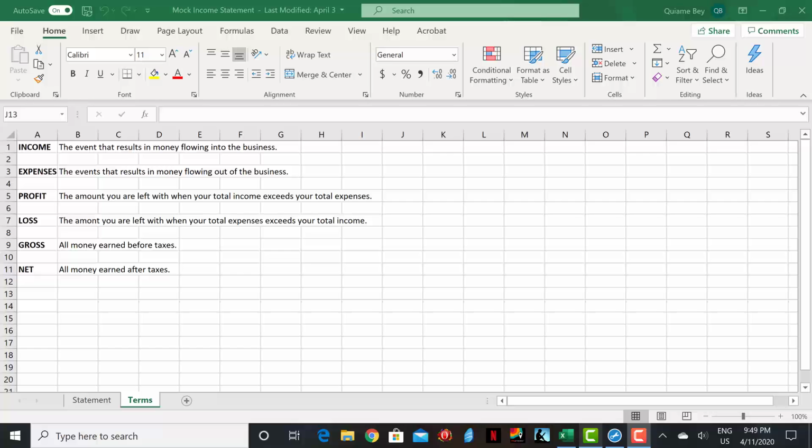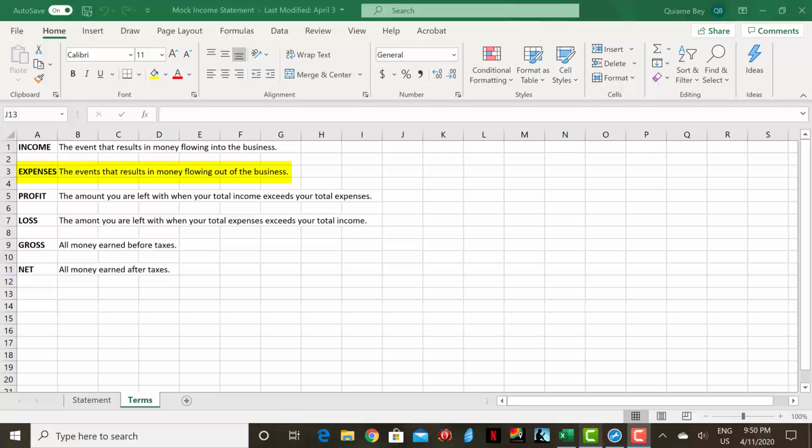Terms you will need to be familiar with when creating, reviewing, and analyzing an income statement are income, expenses, profit, loss, gross, and net. Income is the event that results in money flowing into the business. For example, if your business were to sell 16 pizza pies per day, the amount you receive from your customers, whether it be cash, credit, or debit, will be reported as income.